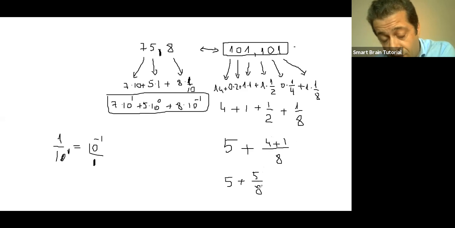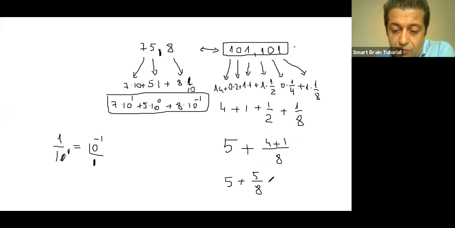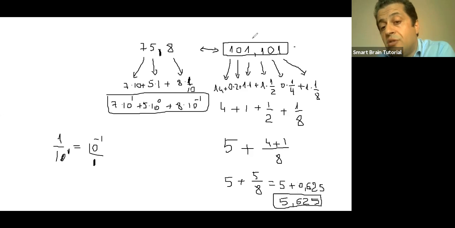We can write 5 over 8 as a decimal by dividing 5 by 8, and we get 0.625. So it is equal to 5 plus 0.625. Therefore, the result is 5.625. So this is the answer, or the conversion of this number into the base 10 system.